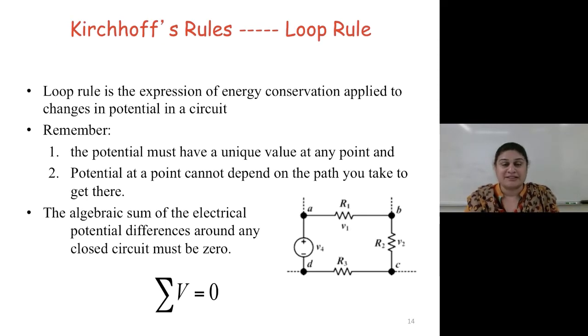The loop rule is the expression of energy conservation applied to changes in potential in a circuit. That means the algebraic sum of the electrical potential around any closed circuit must be 0. So these are the two rules. Now how are they applied to actual circuits?